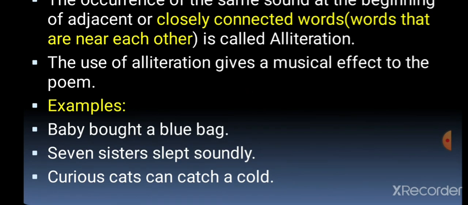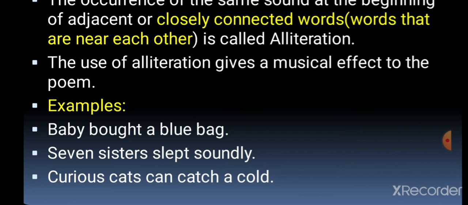Let's take one more example. Baby bought a blue bag. B sound is there. Baby bought blue bag. B sound is repeated. So it's an example of alliteration. Seven sisters slept soundly. S sound is repeated, students. So it means it's an example of alliteration.